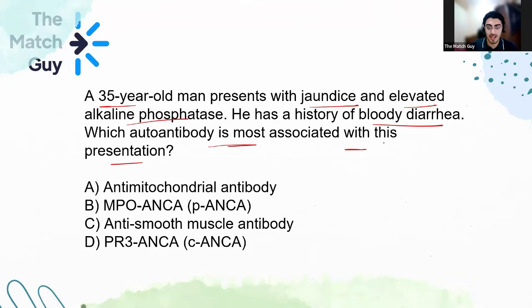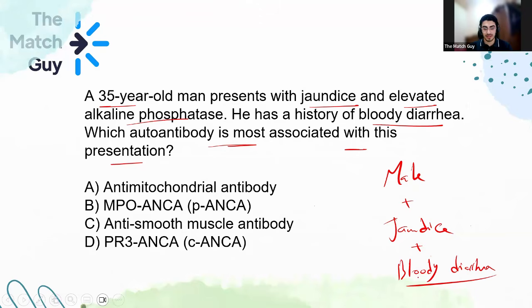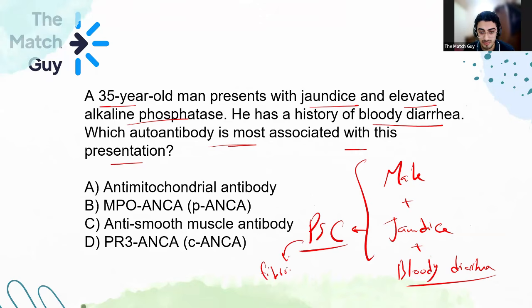Amazing, everyone. Excellent. So we have a male patient presenting with jaundice and a history of bloody diarrhea. We only have one disease in the USMLE that can present like this, the primary sclerosing cholangitis. Primary sclerosing cholangitis, which is basically fibrosis in the intra and the extrahepatic bile ducts.